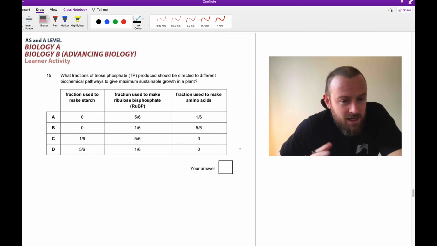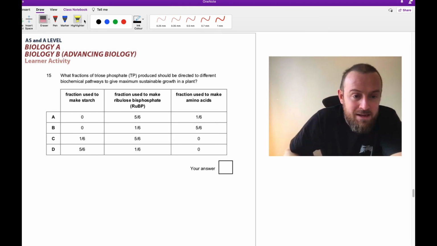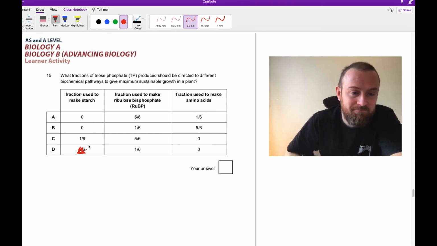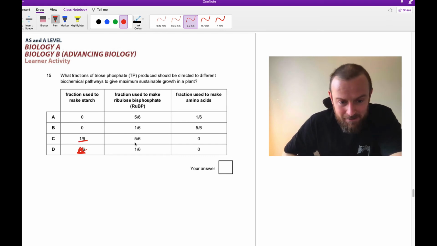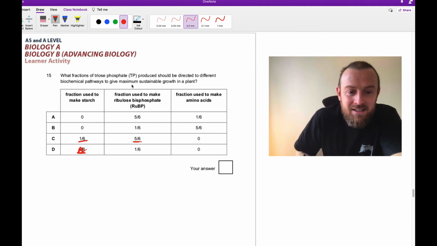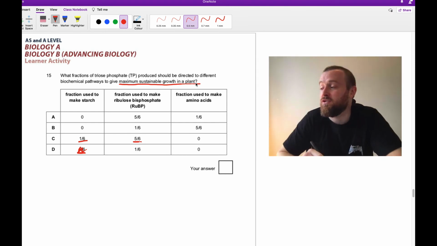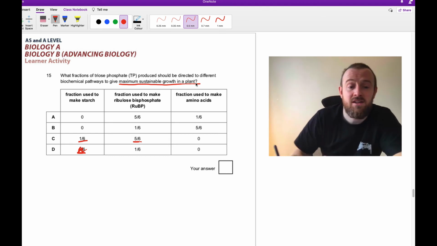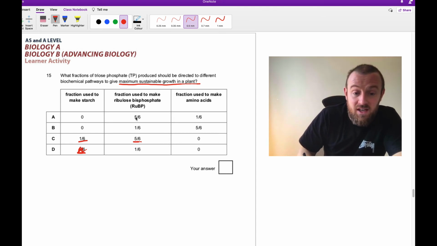15. Okay, so I made a mistake here because I immediately went for starch 1,6 and ribulose 5,6. But I didn't read the question carefully enough. It says to give maximum sustainable growth in a plant. Now, if we want the plant to grow, it needs to be making proteins. Starch is really a store of energy, so we want to actually have 5,6 for ribulose bisphosphate. That's always going to be that way, but we'd like to divert the other 6 into proteins. So the answer is A for that one.